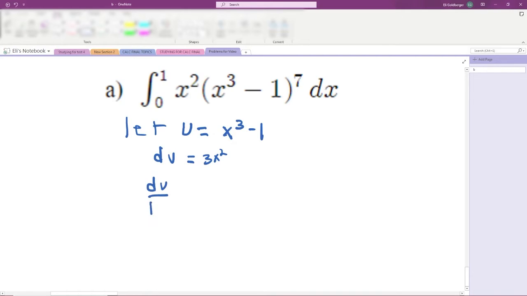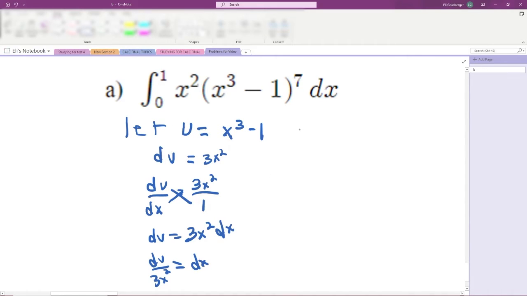Now we'll write du over dx because we want to write this in terms of u rather than x. So du over dx equals 3x squared over 1, because the derivative of x is just 1 basically. Then cross multiply, and you get du equals 3x squared dx. But we want to get dx alone, so we're going to divide by 3x squared on both sides, which will give us du over 3x squared equals dx.